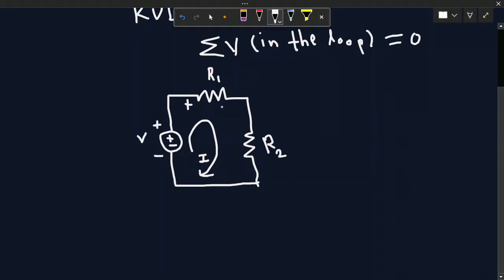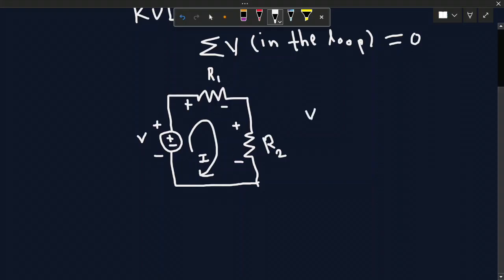While moving, we have to assign the signs. So this is from positive, negative. This is positive and negative. So what I did, I moved in a clockwise direction, and while moving, I assigned the signs. This is positive, negative. This is positive, negative. And accordingly, we have to calculate. So while calculating, we have to consider these signs.